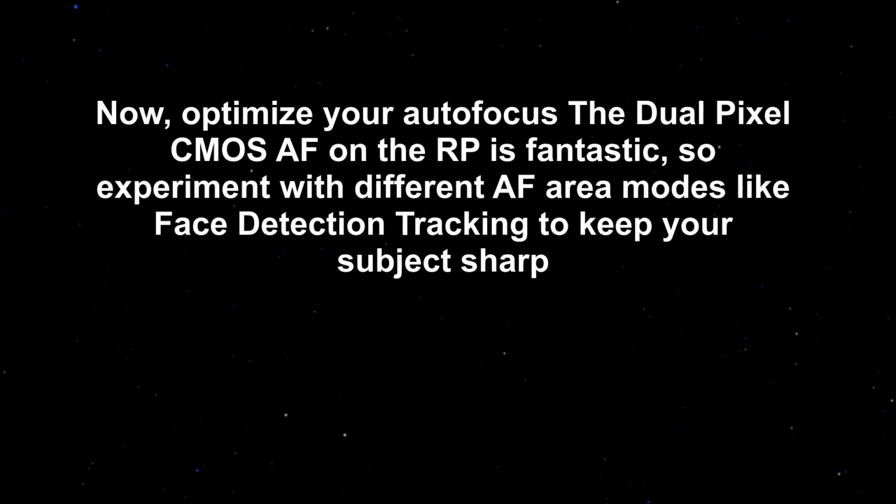Now, optimize your autofocus. The Dual Pixel CMOS AF on the RP is fantastic, so experiment with different AF area modes like face detection tracking to keep your subject sharp.